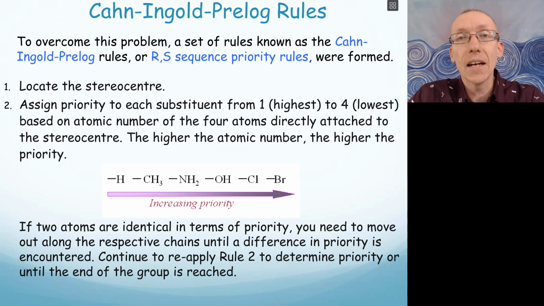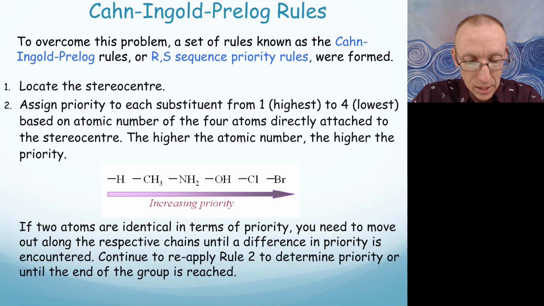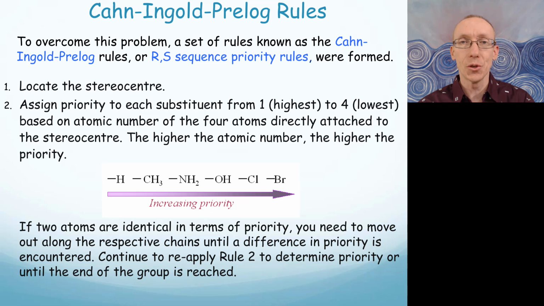So the rules we use are the Cahn-Ingold-Prelog Rules. And this allows us to assign a letter to one mirror image versus the other mirror image. And the letters we're going to use are the letters R and S, both capitalized. So the sequence and the way in which we go about this is, firstly, we locate the chiral center, the stereogenic center. Then we assign priority to all four of those different groups attached to that chiral center, from 1 being highest to 4 being lowest.